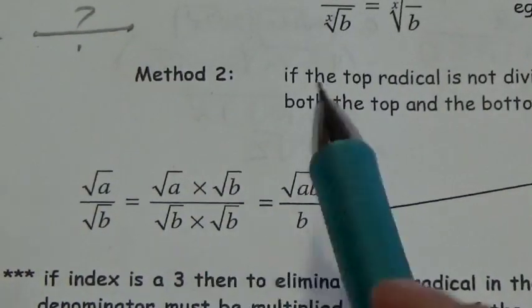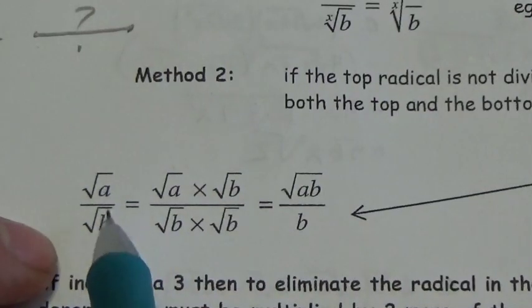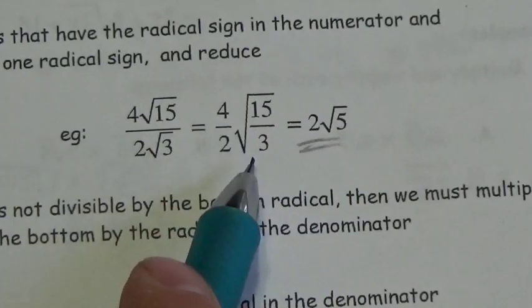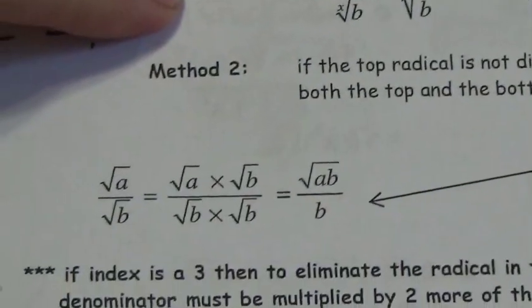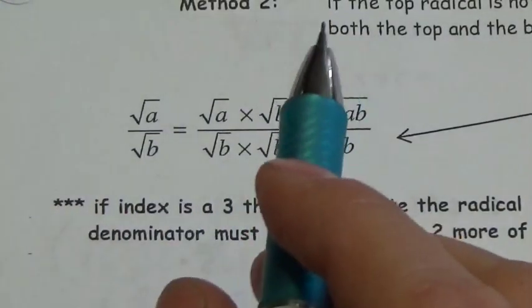So let's say, for example, that I've got root A and I'm dividing it by root B. But let's say that A is not divisible by B. Up here, that 15 was divisible by 3. That worked out beautifully. Let's say that it doesn't. So here's what we do.